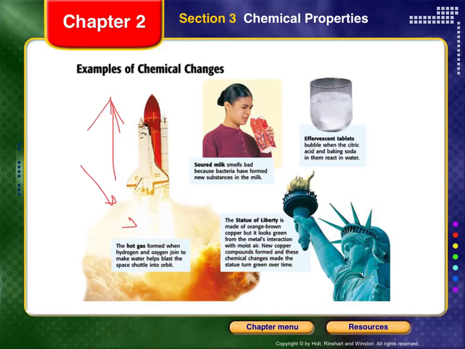Oh, look at this. Gross milk, right? So it smells bad because bacteria has formed a new substance in the milk. So remember, we can identify a chemical change with odor.